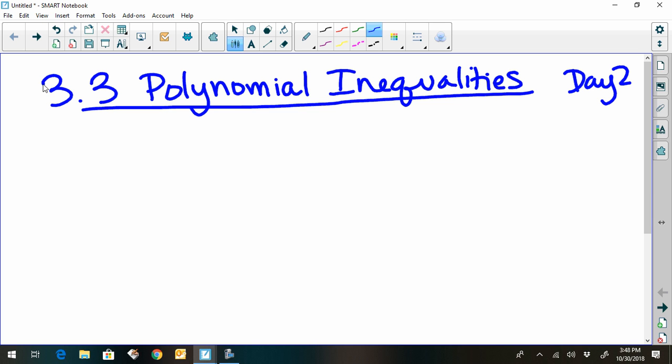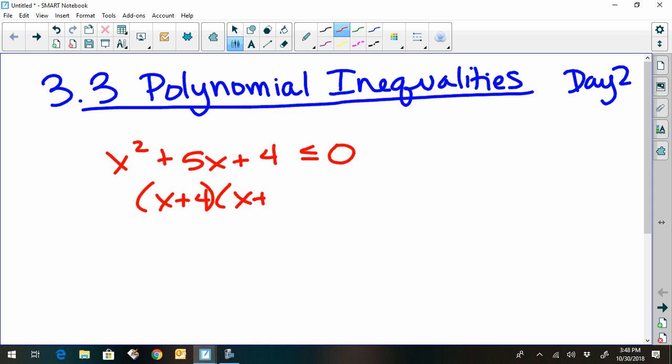In class we worked through 2 examples where we were able to graph them. Just a reminder, you don't have to write this part, so I'll put that in red on the board. We had this question, and when we factored this, we got x plus 4 and x plus 1 less than or equal to 0. If we solve this, then we would think that x is less than or equal to -4, and x is less than or equal to -1.